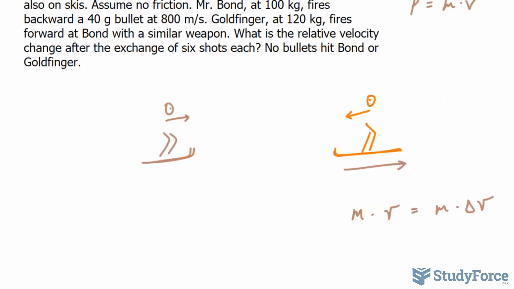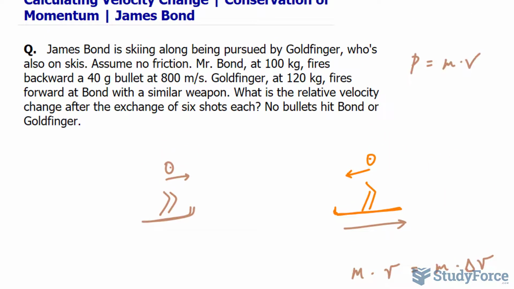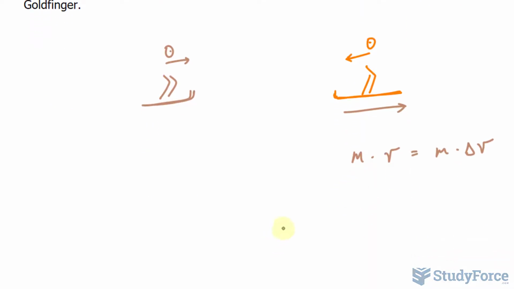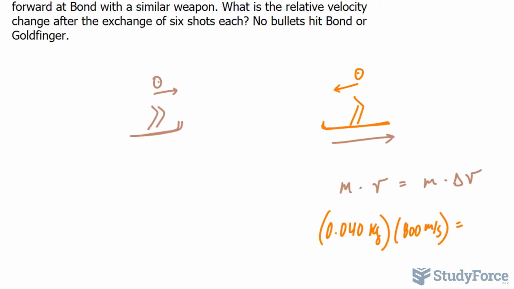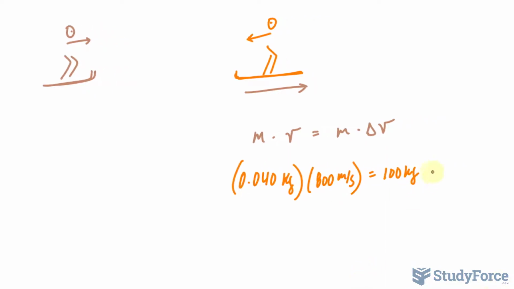The mass of the bullet, we're told, is 40 grams. And make sure that the units for the mass are the same. So if James Bond is in kilograms and this is in grams, they have to be the same. So let's change 40 grams into kilograms: 0.040 kilograms. And the velocity of each bullet is 800 meters per second. For James Bond, his mass is 100 kilograms, and we want to find out the change in velocity. So I'll display that as the change of v.